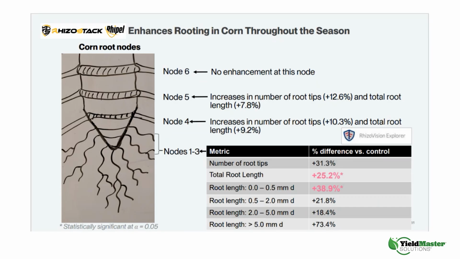Then if you look as we go up, at node 4, higher up the plant, root tips increase by 10% and total root length by 9%. Then at node 5, tips and length increase again. Essentially, as we go up the nodal system, the increases get smaller. We're still increasing length, but incrementally less. And when we get to the brace roots, we're not really seeing any enhancement. Those are more anchoring and stability roots. They do take up a bunch of nutrients and water, but their main function is standability. Node 5 is the most important one, and I'll show some pictures on why that is in a second.